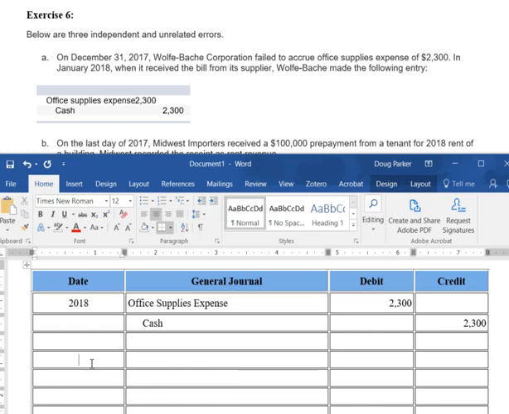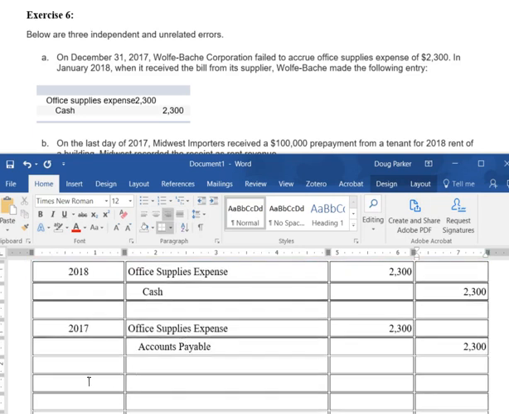So what entry should they have made in 2017? Well, they should have debited office supplies expense for the 2,300, and since they had not yet paid for them, they should have hit accounts payable. Anytime I'm looking at errors, I like to go back and say, wait, what should they have done in each of the periods? Then in 2018, what should they have recorded? Well, in 2018, they should have simply paid off the liability. So the liability would go away, so that's not an issue at this point, and the cash would go down.